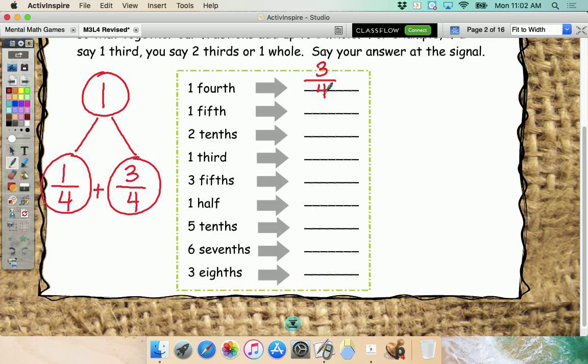I could think about addition, but I could also think about subtraction. What subtraction problem could I do to get the answer? 4 minus 1 equals 3. So if I do 4 minus 1, I get the number that goes on top. Now, something that might help you as you go through this, it might help to actually write the fraction down if you can't think about it.